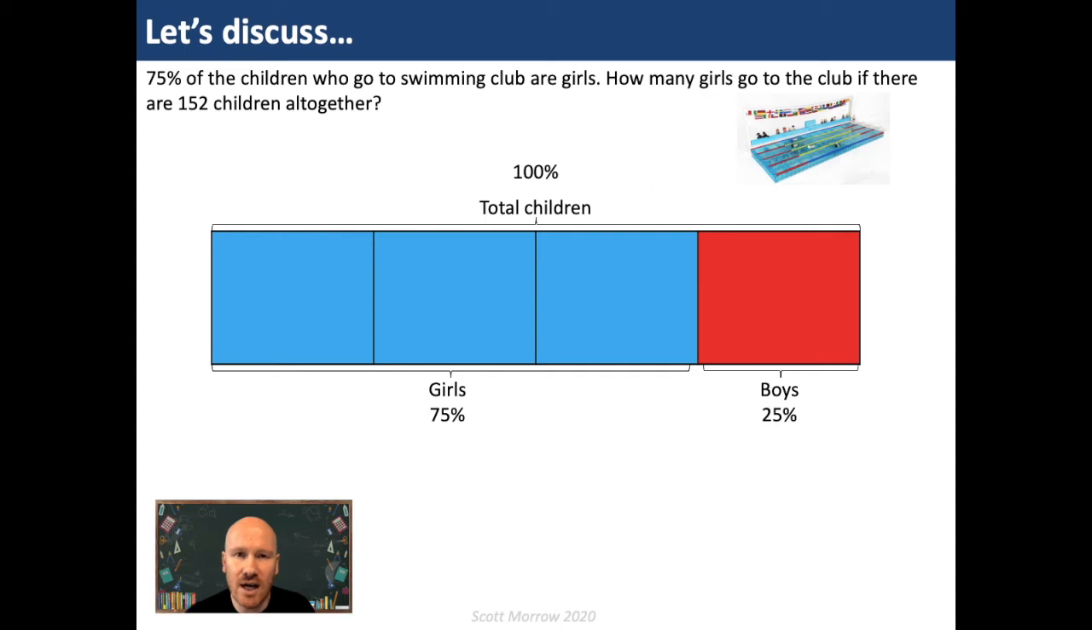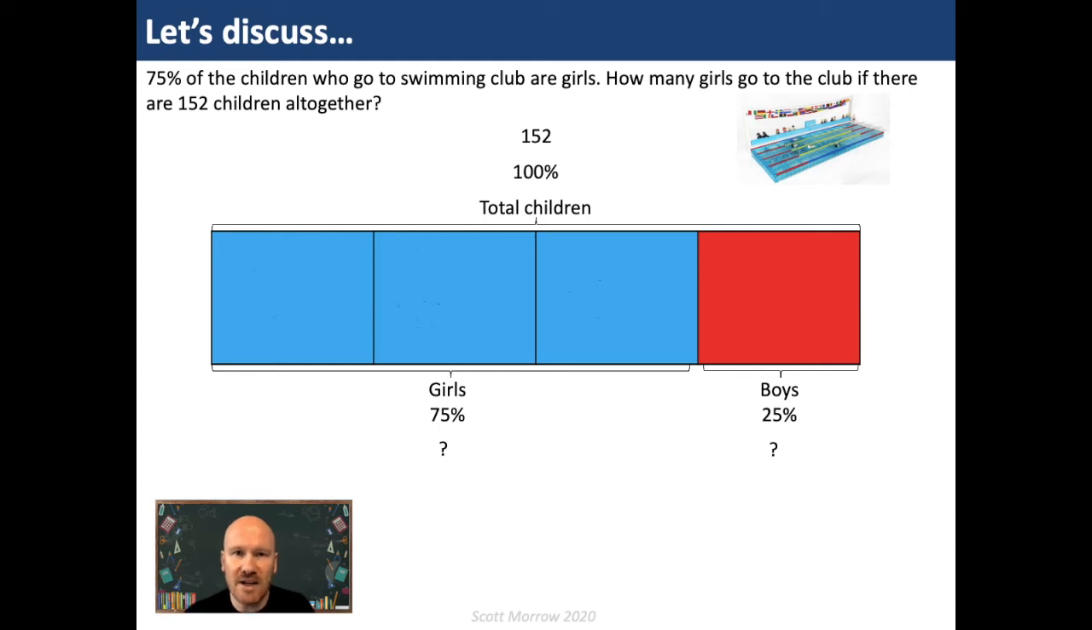Now that I've done that, I can put in the value we know. Once again, it's the whole amount we know. We know there are 152 children altogether. So I can see that what I need to do here is share those 152 children between those 4 parts, which each represent 25% of the club.